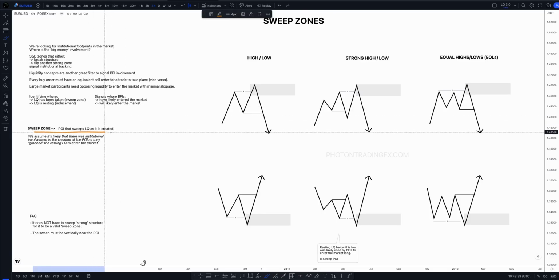So a sweep zone is a POI that sweeps liquidity as it is created, and we assume that it's likely there was institutional involvement in the creation of the POI as they grabbed the resting liquidity to enter the market, right? So another quick few examples.